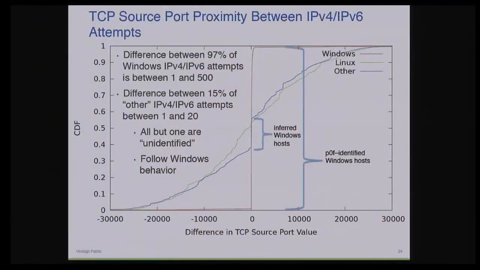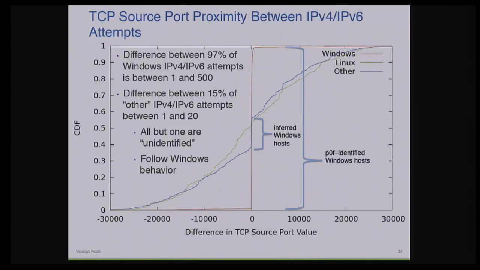So if I show this graph right here, and I apologize, this might be a little bit hard to follow, but the middle line that goes up in the very middle of this distribution represents a jump for Windows machines in the difference between the source port of the associated v4 and the source port of the associated v6. And 97% of those had a difference between 1 and 500, which closely correlates to the behavior that we would expect from a Windows machine. So it's a very high correlation, which shows that our association, at least for the Windows hosts, was quite good. The blue line also follows this little jump in the middle.